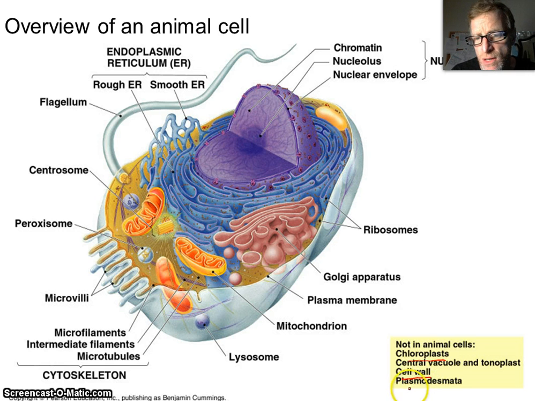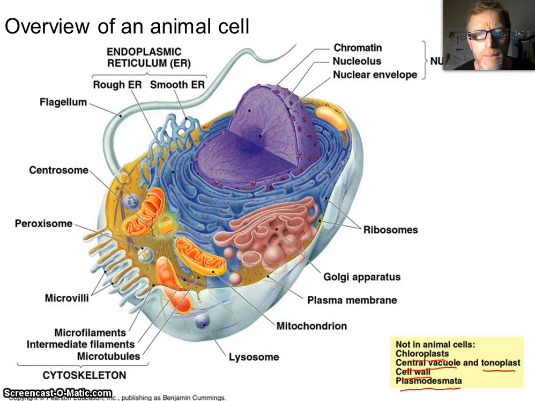There are little holes in cell walls called plasmodesmata. If you don't have a cell wall, you can't have those holes in it, so it lacks plasmodesmata. And then it also lacks this big thing called a central vacuole. It's like a big swimming pool or water storage container. And a tonoplast, which is actually a component of that.